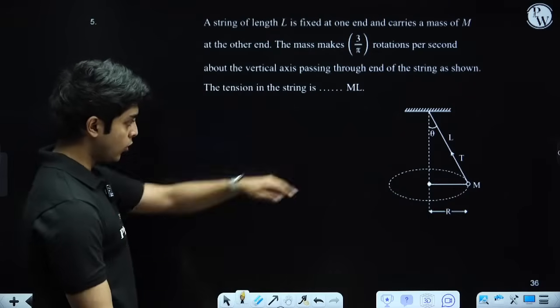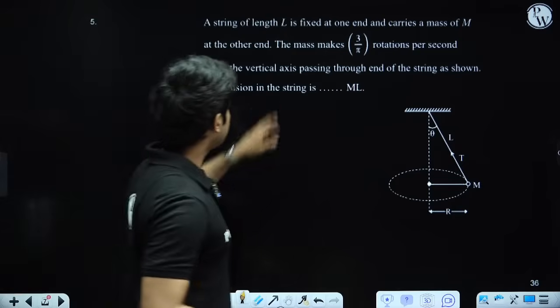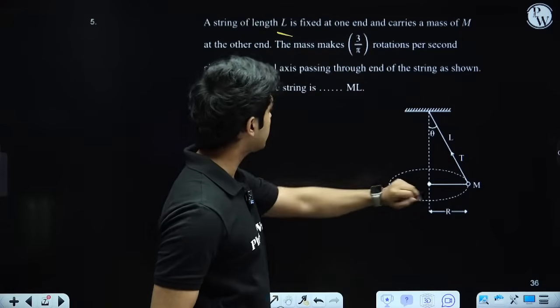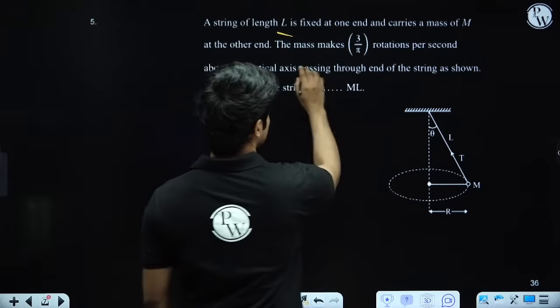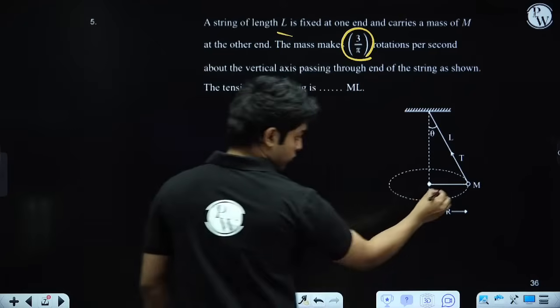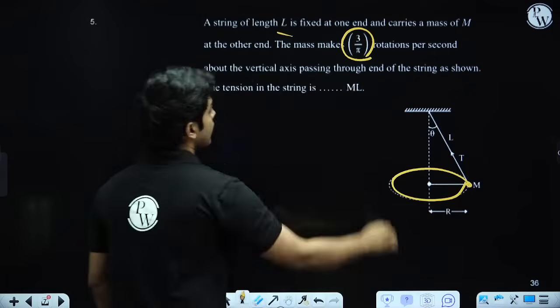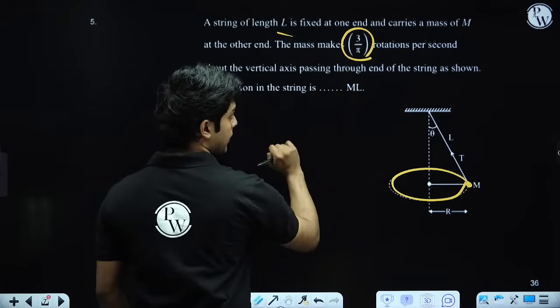Okay, so now we have a conical pendulum situation. So a string of length L. So basically in the conical pendulum situation, what is given is this mass makes 3 by pi rotations per second. Okay, so this is the rotation that they're talking about. This is one rotation. So it makes 3 by pi rotations every second.